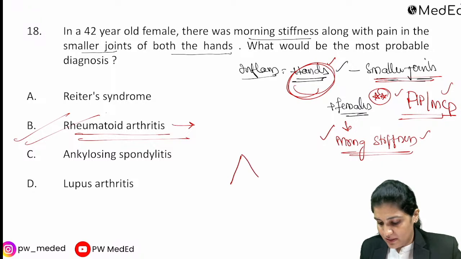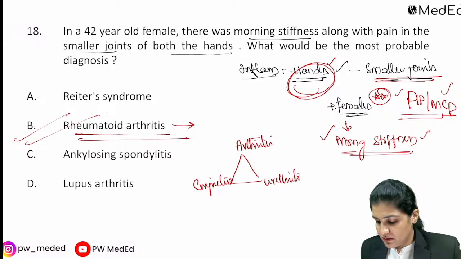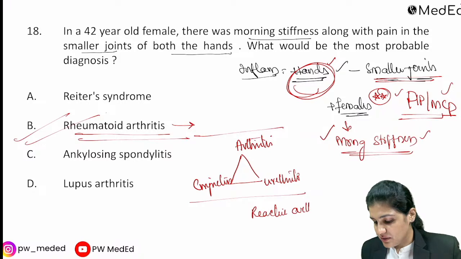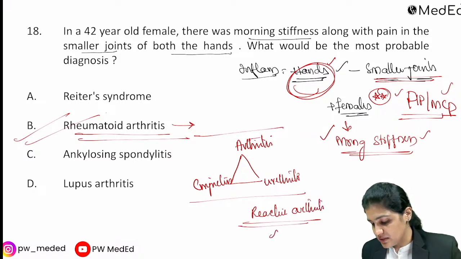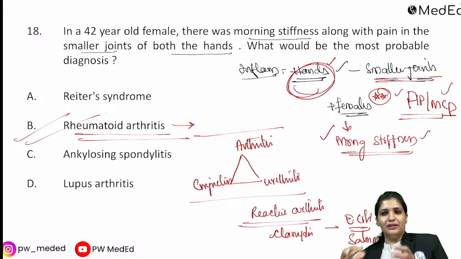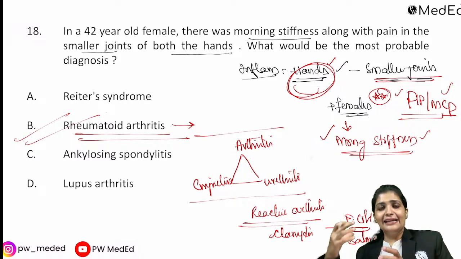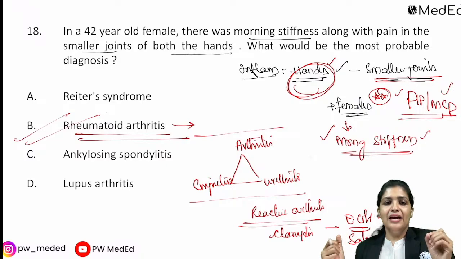So what is Reiter syndrome? It is a triad where you see arthritis with conjunctivitis and urethritis. This is the triad you see in reactive arthritis or Reiter's syndrome, and usually it is thought to be caused by chlamydia, and now shifted to E. coli and salmonella. So these are the bacteria. Soon after infection with these bacteria, you get conjunctivitis and urethritis and then the arthritis. These three in combination are nothing but your Reiter syndrome.